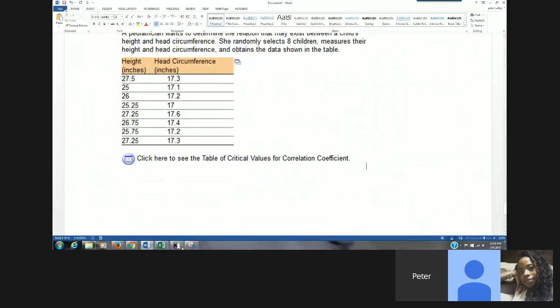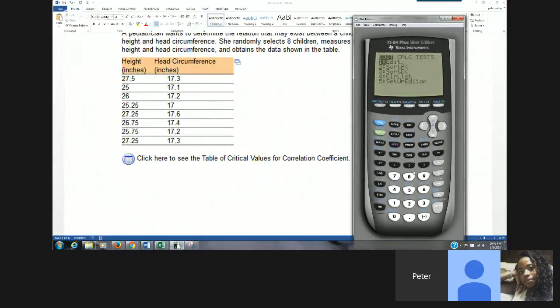Okay, so I'm going to go to my stat edit and go to my list 1, list 2. And 27 points. So I'm just going to input the data in. One part I wish was more exciting. It's not that exciting to watch me put numbers in. Okay, then I'm going to go over to list 2 and put those numbers in.